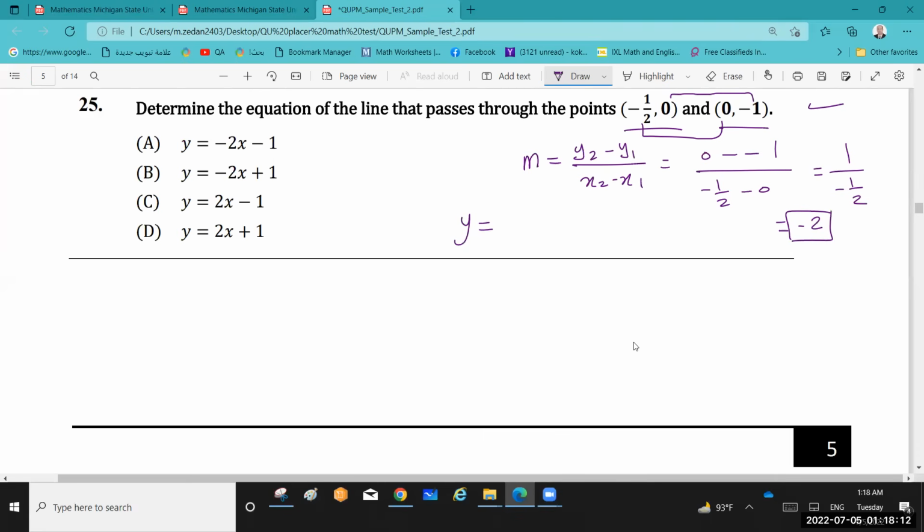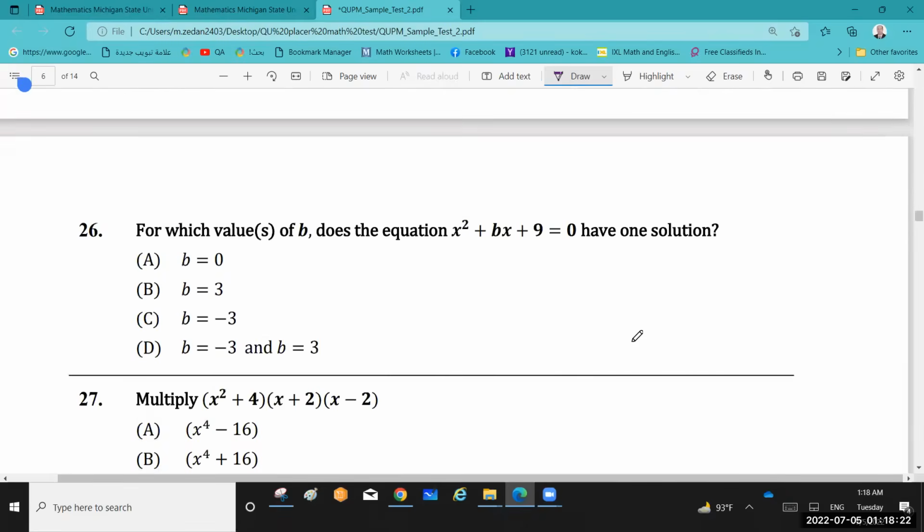So the equation is y equals -2x, and the y-intercept -1 is already given to you. So the answer is A, y equals -2x minus 1.